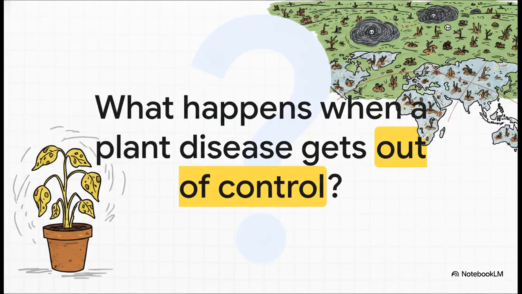Okay, so it's one thing if a single plant in your house gets sick. It's a bummer, but that's it. But what happens when this kind of thing spreads, not just across a field, but across an entire region, a whole country? Well, the consequences can be absolutely devastating.